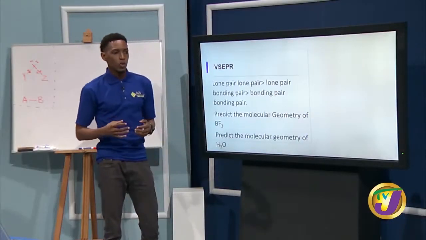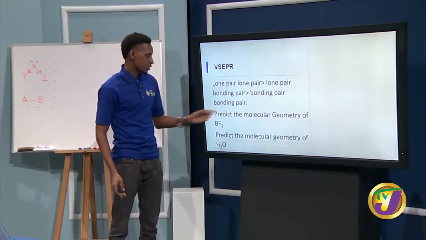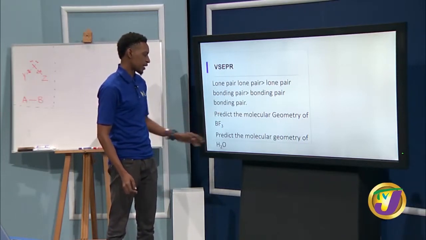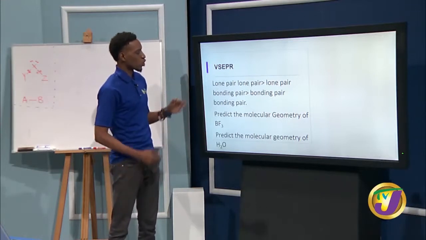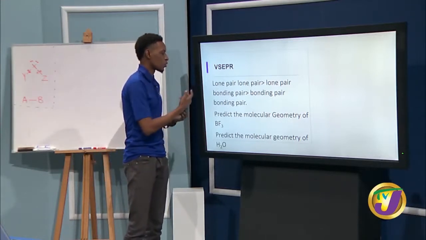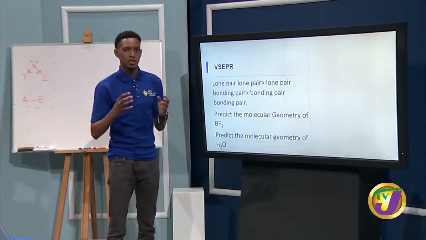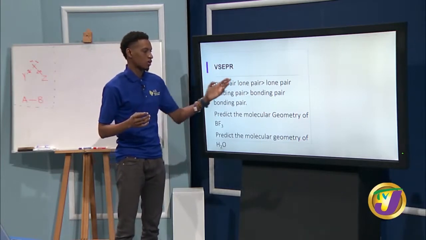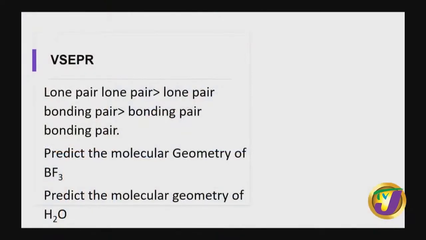Now, we will work some examples. We will predict the molecular geometry of BF3 and H2O. But before we actually do that, it's important to note that a lone pair-lone pair repulsion is a lot stronger than a lone pair-bonding pair repulsion. And that is because the lone pairs are just sitting on top of the atom, right? They're not involved in bonding.